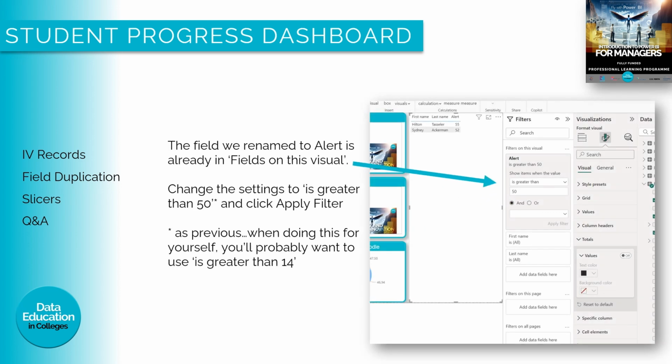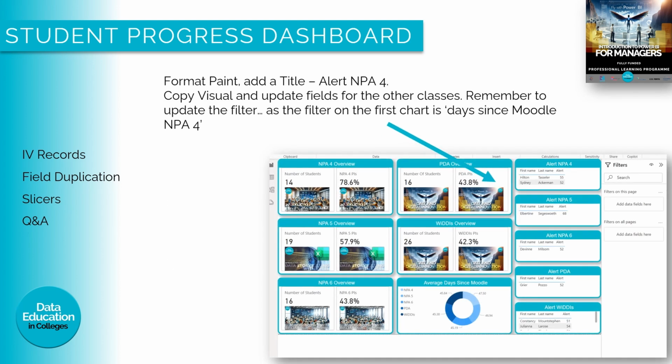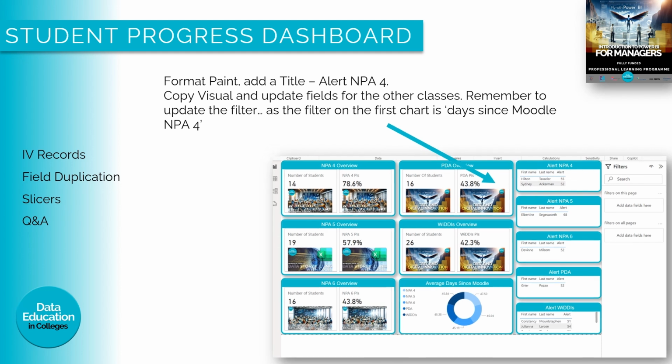If your filters pane isn't open, open it up, and you should see an alert is already there. But if we put only show items, and I've said 50, but obviously in your case it'd be 14, it'll only show those ones. Duplicate the table and pull the fields across for the other classes. And now you've got an alert showing all the students who haven't been on Moodle for a certain amount of time.